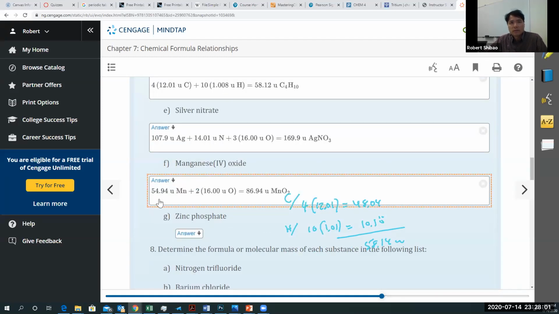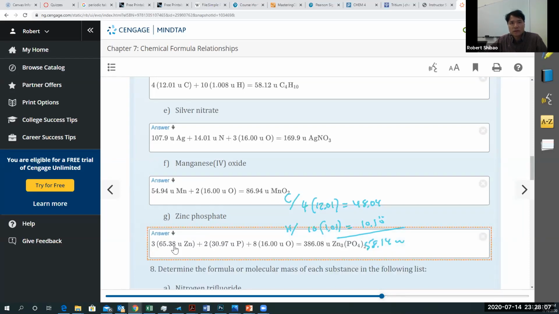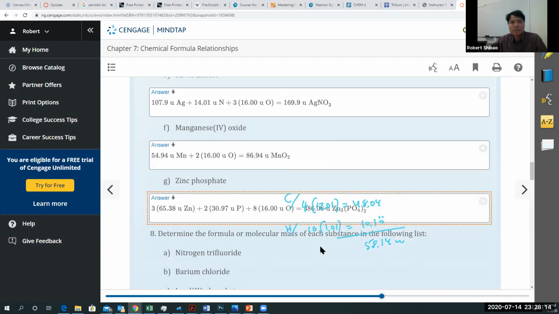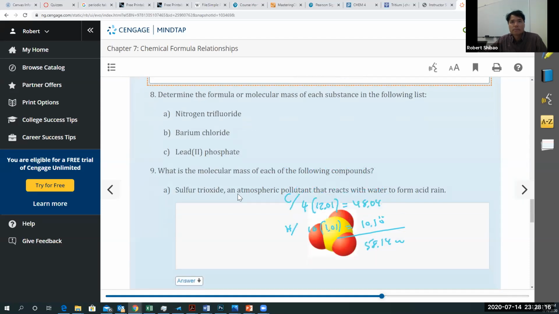Manganese, look that up on the periodic table. We have 2 oxygens, 32. We add those up. Zinc phosphate, we had 3 zincs, 2 phosphorus, 8 oxygens. We add those up. Here, we just got to make sure we get the right formula.